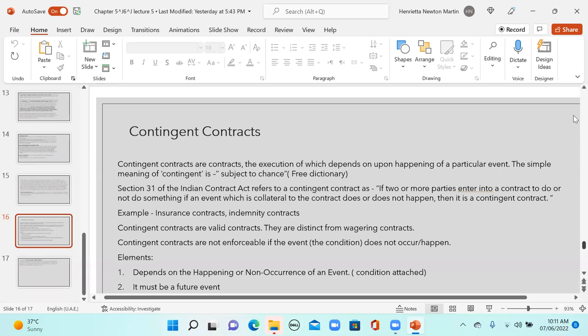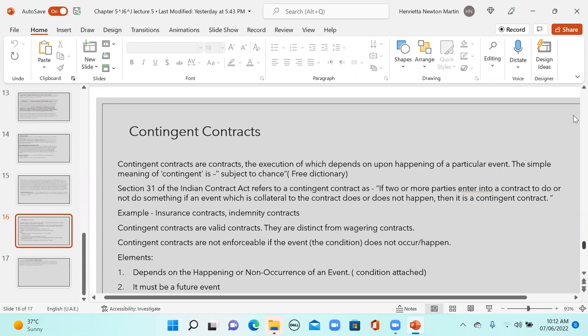The last part is contingent contracts. The word contingent means by chance, something by chance. So contingent contracts are contracts, the execution of which depends upon the happening of a particular event. The simple meaning of contingent is subject to chance, as per the Free Dictionary.